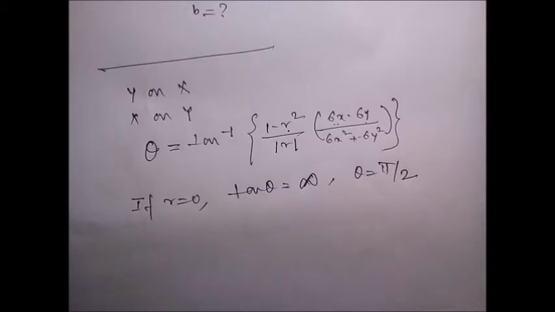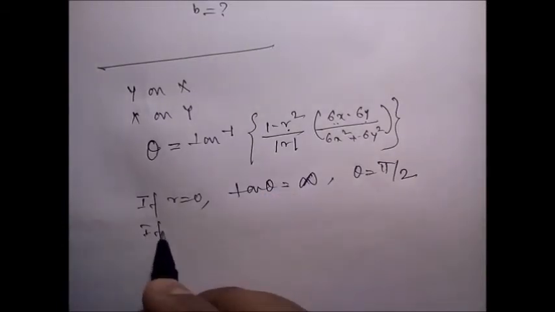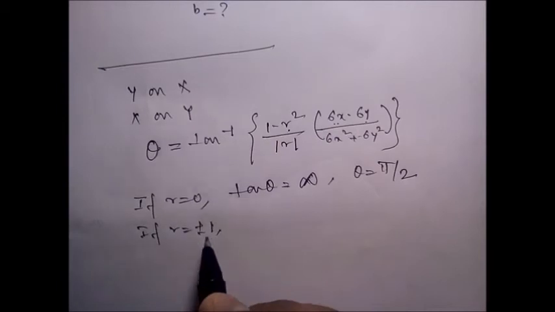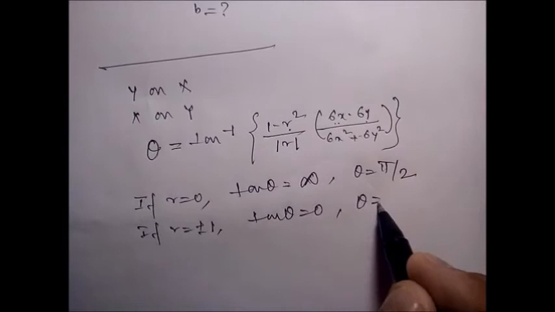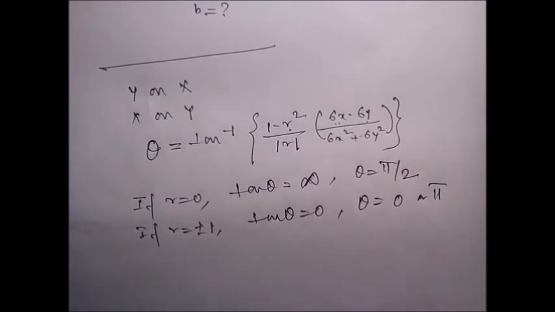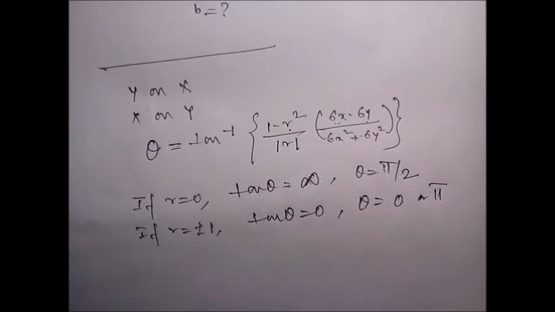Okay, so if two variables are uncorrelated, the lines of regression become 90 degrees to each other. Now if r is equal to plus or minus 1, what will be tan theta? Tan theta is equal to 0, so theta is equal to 0 degrees or pi. In this case the two lines of regression pass through the point (x bar, y bar). They cannot be parallel. Hence in the case of perfect correlation, positive or negative, the two lines of regression coincide.